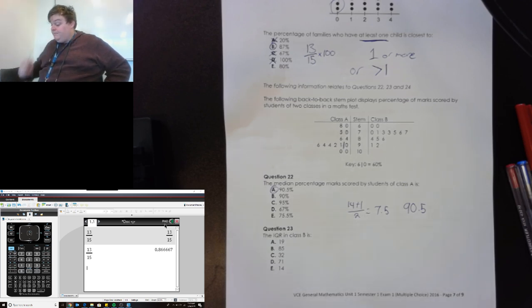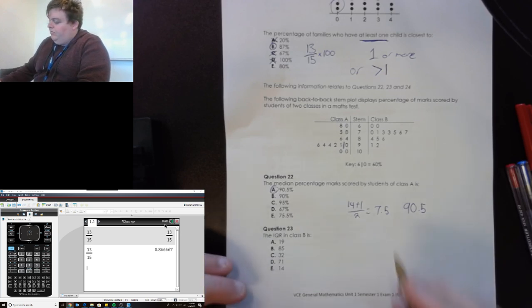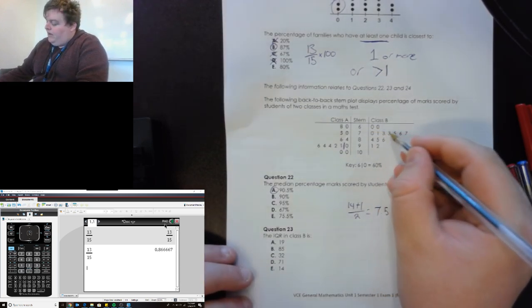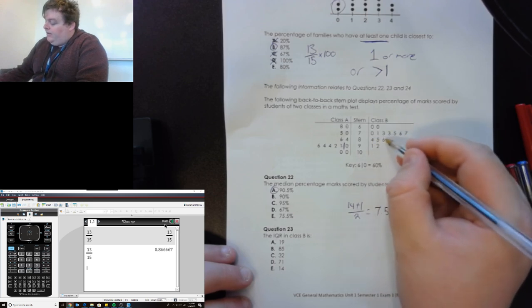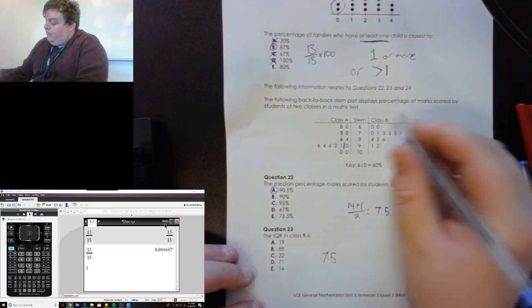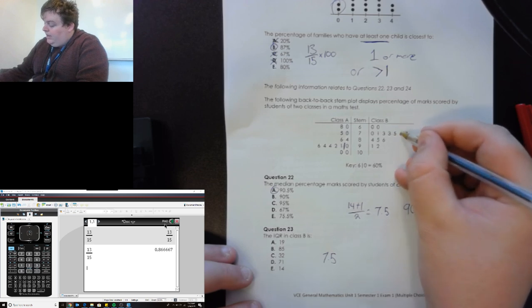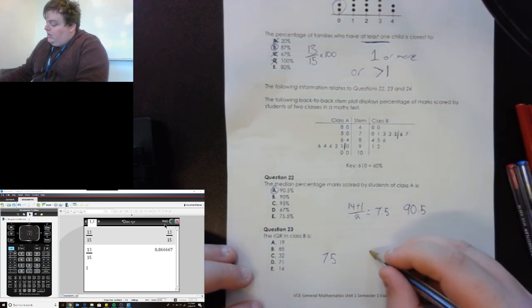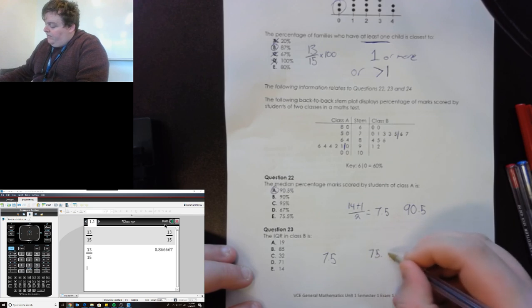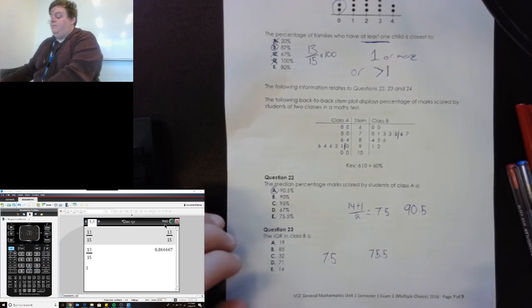Next we got Class B. It says the IQR of Class B is what? So again, we're going to have to find that middle range. So we go 1, 2, 3, 4, 5, 6, 7, 8, 9, 10, 11, 12, 13, 14. Which means we're looking for the 7.5 to be the median. So 1, 2, 3, 4, 5, 6, 7, 8. So that's 75.5 is the median. And now if you remember, if we're looking for IQR, we're looking for the median of each half and finding the distance between those two.